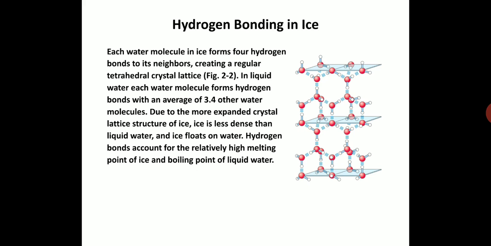Now we will see the hydrogen bonding in ice. Each water molecule in ice forms 4 hydrogen bonds to its neighbors, creating a regular tetrahedral crystal lattice, as we can see in the diagram. In liquid water, each water molecule forms hydrogen bonds with the average of 3.4 other water molecules. Due to more expanded crystal lattice structure of ice, it is less dense than the liquid water and ice floats on water. Hydrogen bonds account for the relatively high melting point of ice and boiling point of liquid water.